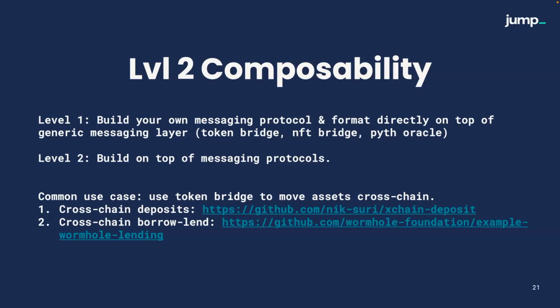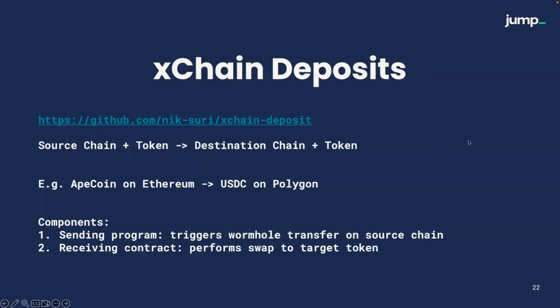So we can walk through those right now. What is a cross-chain deposit? It's a very common use case where you have a source chain and a token on that chain, and you want to change that into a different token on a different chain. For example, ApeCoin on Ethereum to USDC on Polygon. Probably more relevant for this hackathon is ApeCoin, or any token on Ethereum, to any token on Injective, USDC on Injective, or some other token on Injective.